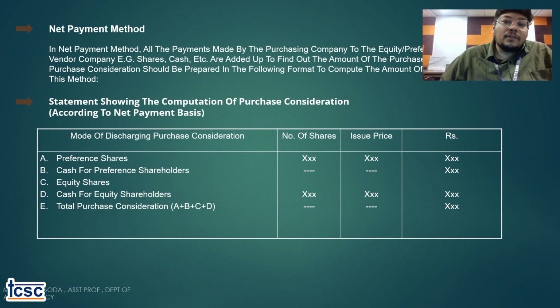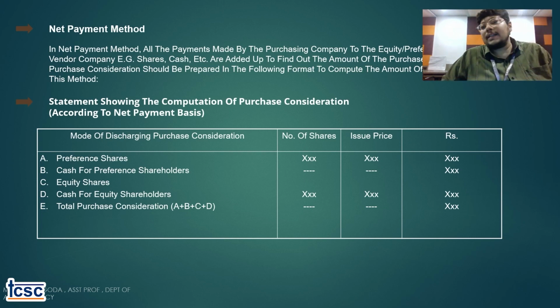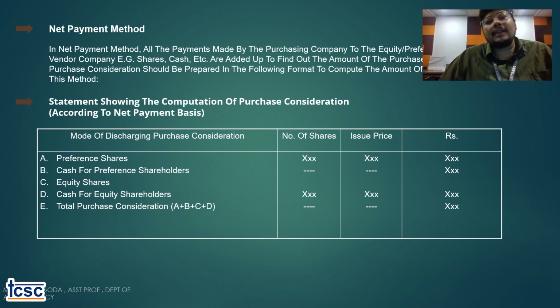So to find out the rupees value, the monetary value, number of shares multiplied by issue price will give us the monetary value of a PC. Sum total of it will be nothing but my total purchase consideration. Now it is not necessary that at each point of time all the data will be given in the question.